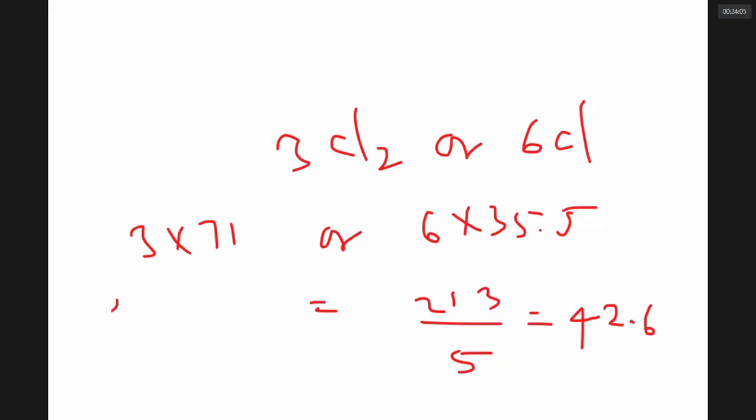.6 is the equivalent weight of chlorine when it is reacting with hot and concentrated NaOH. It is an IIT Advanced question, mind you. So come whatever may, chlorine can react with hot and cold NaOH differently. In both the cases, it undergoes disproportionation.